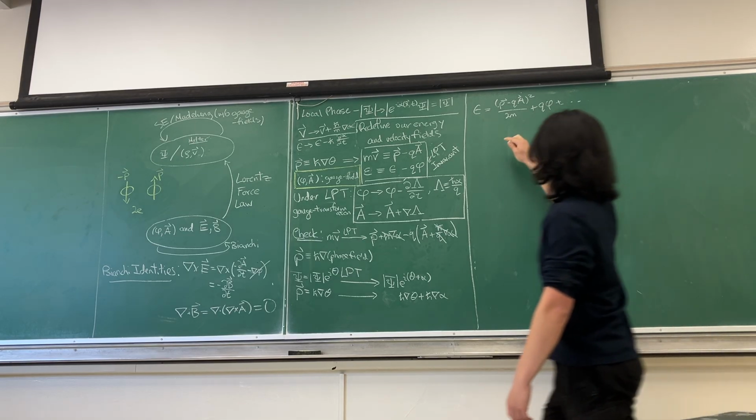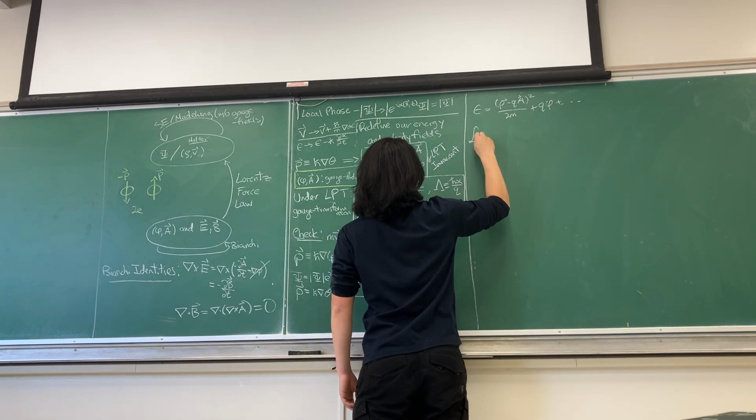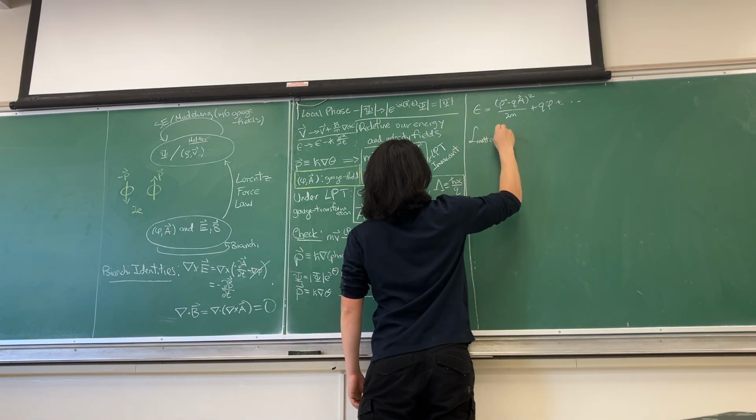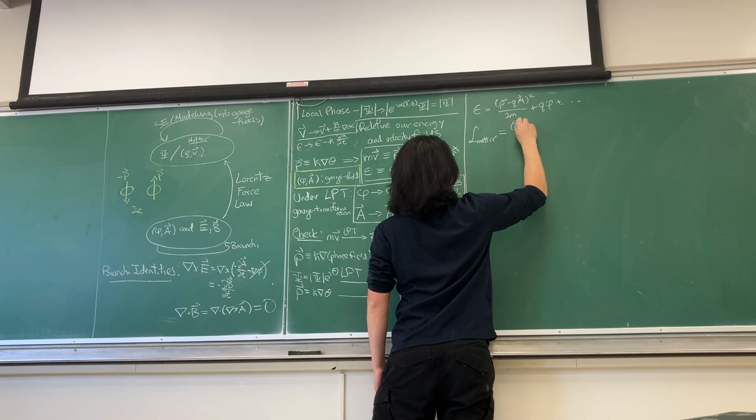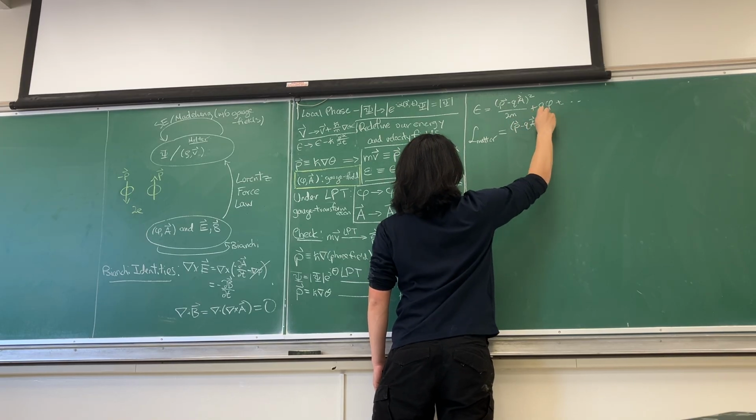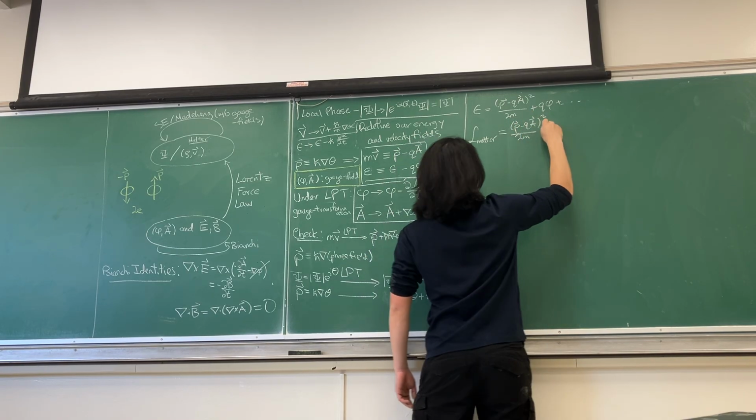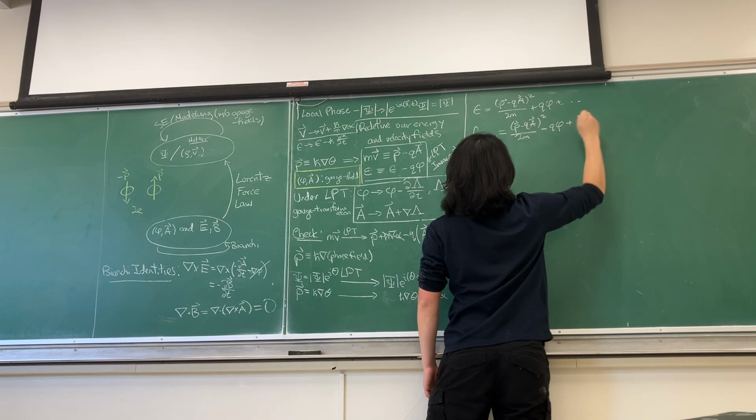But effectively the Lagrangian for the matter is going to be equal to (P minus qA) squared over 2m, and then minus q phi, plus and so on.